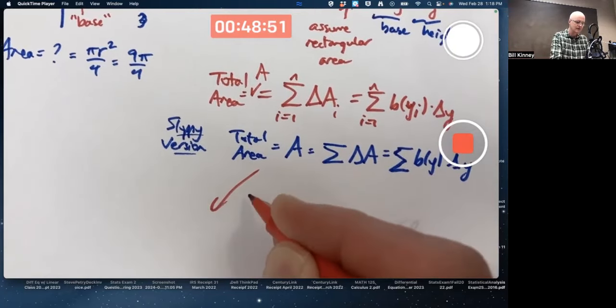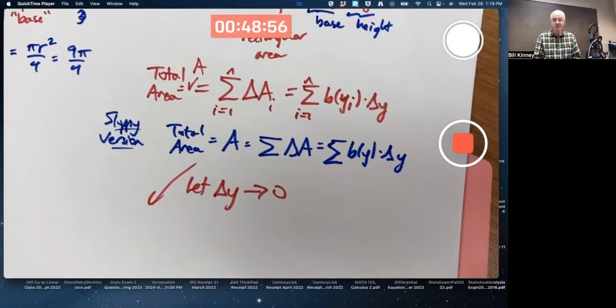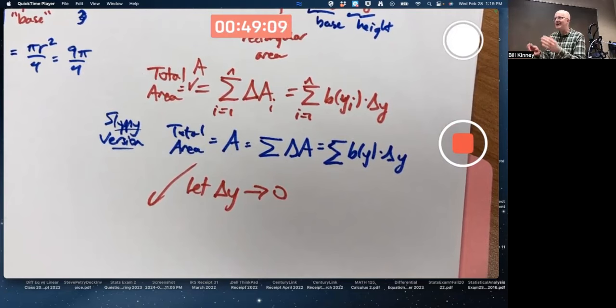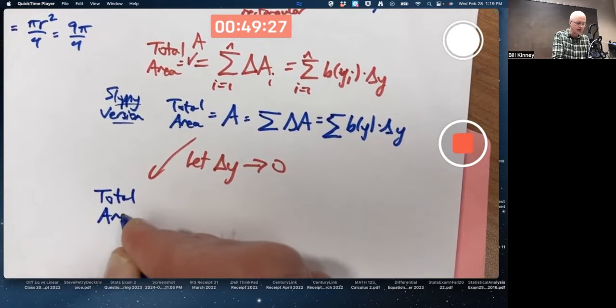We let delta y go to 0. Remember, with integrals back in chapter 5 and also in chapter 7 with numerical integration, left-hand sum, right-hand sum, midpoint sum, etc., we let n go to infinity. The number of rectangles goes to infinity. That's equivalent, if they all have the same width, to letting delta x go to 0. Here's a delta y. Let it go to 0. And we would say we effectively define the total area to be an integral.